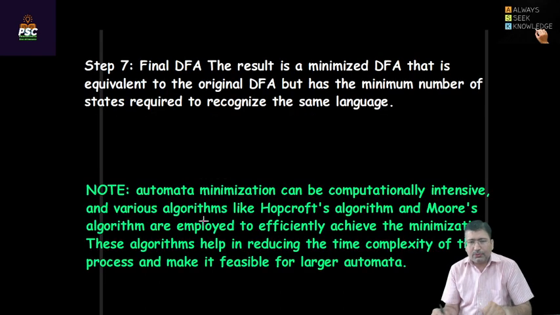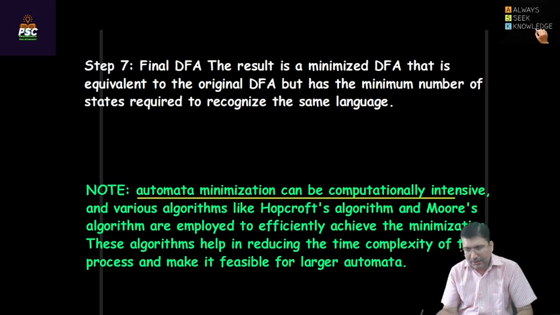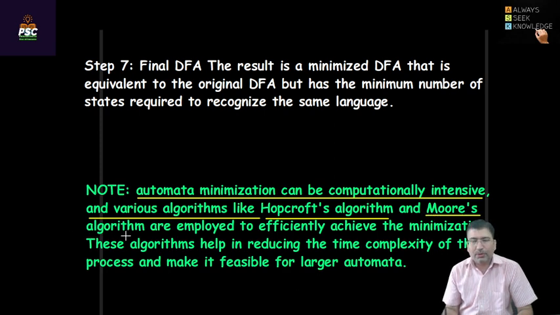So this process of automata minimization may be very cumbersome, very tedious. Here I have highlighted that automata minimization can be computationally very intensive. That means it may require high computational power. So there are certain well-known algorithms available, like Hopcroft's algorithm and Moore's algorithm. So these two names you can remember, because these algorithms have not been asked directly in the GATE or the UGC NET, but indirectly we use these algorithms to minimize the automata. So you can remember the names.